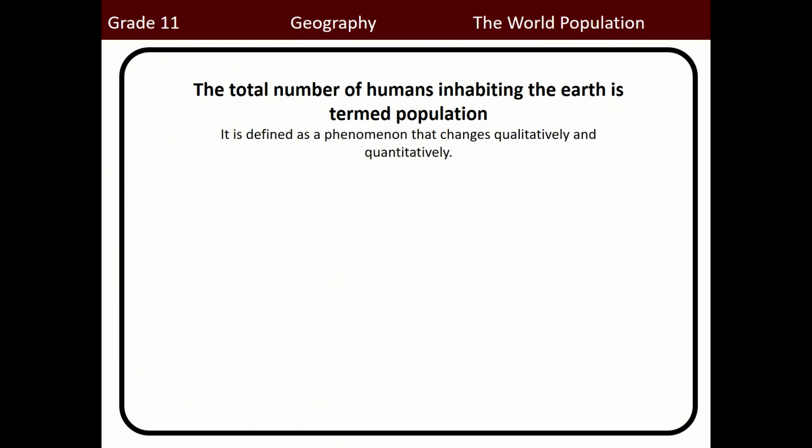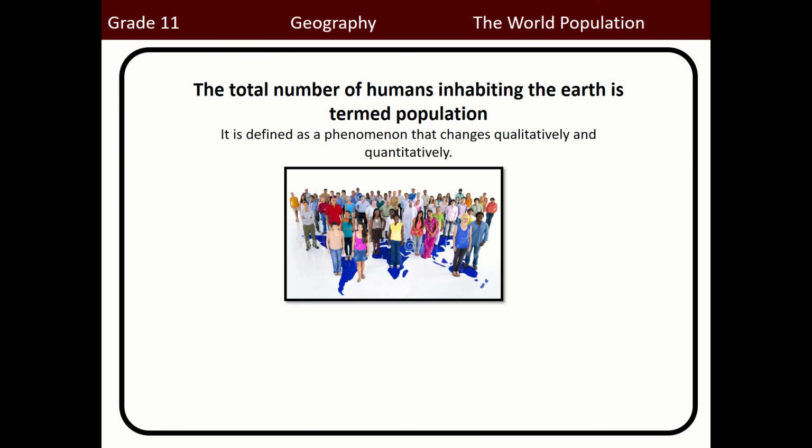The term population. The total number of humans inhabiting the earth is termed population. It is defined as a phenomenon that changes qualitatively and quantitatively. It means we can make strategies to increase or decrease the total population, and we can improve the quality of it through the development of skills and attitudes as well. Population is a resource. We call it human resource. It is very important within the development process.